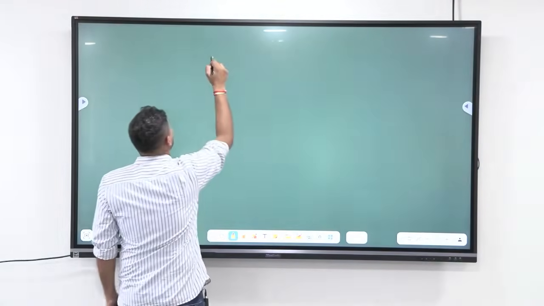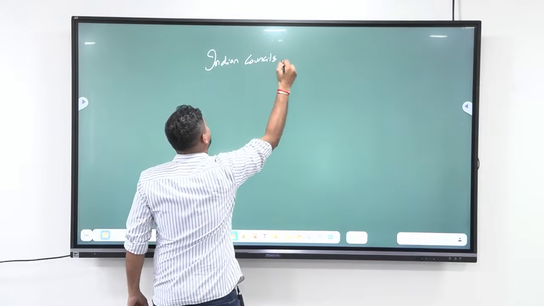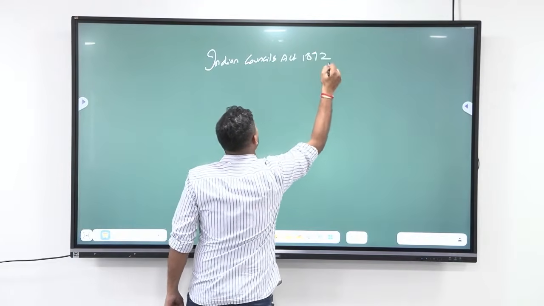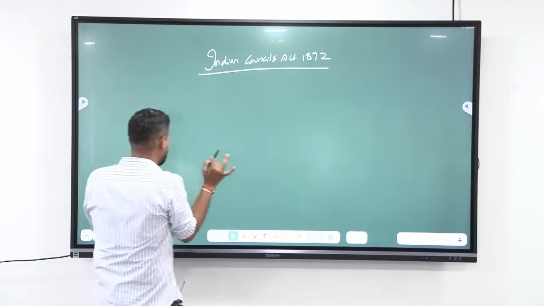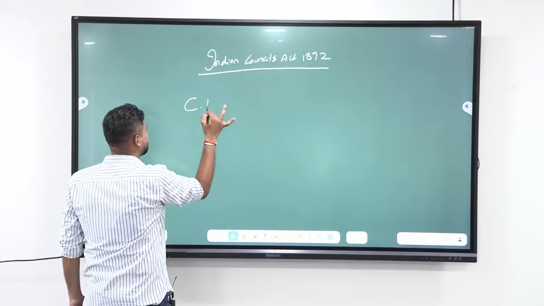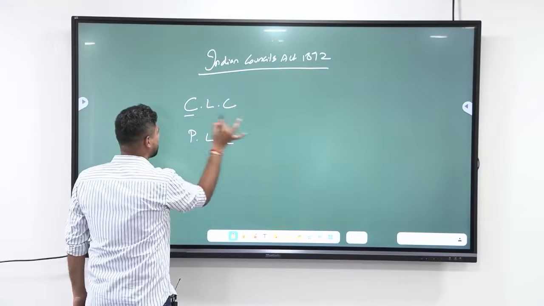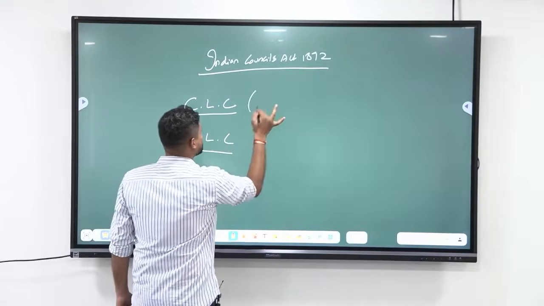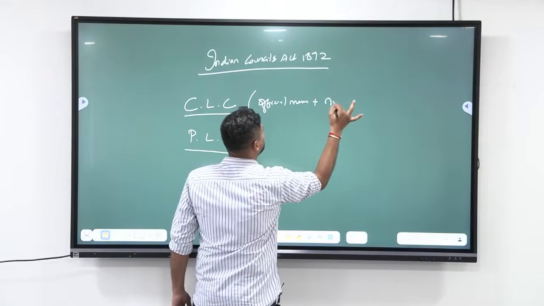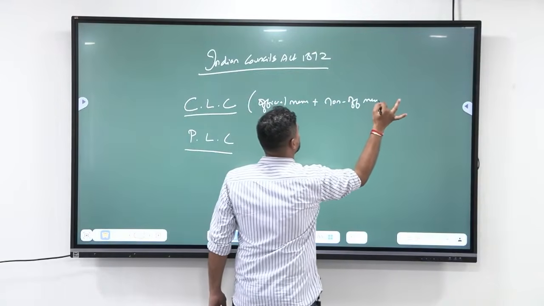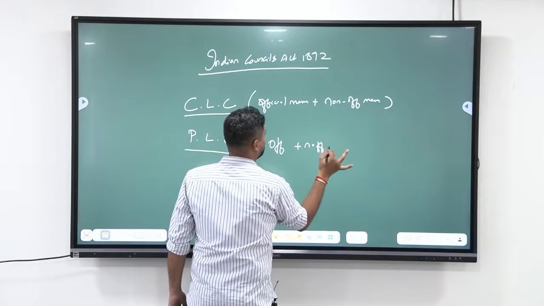Look at this. You have the Indian Councils Act of 1892. If you have the Indian Councils Act of 1892, what are the changes that they make? Now, you know that there is the Central Legislative Council and then there is the Provincial Legislative Council. Both have official members plus non-official members.